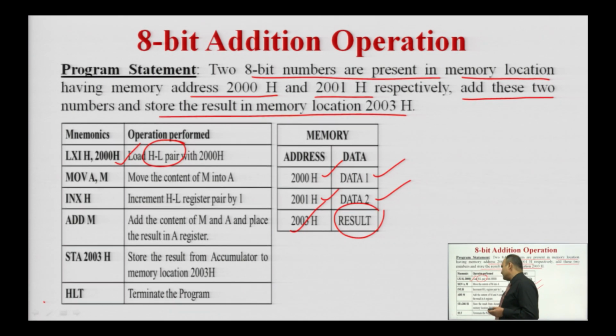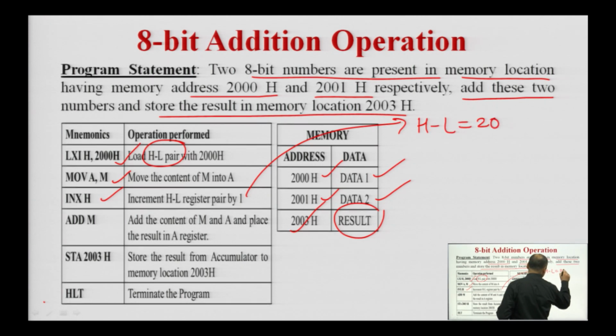So, with this instruction LXI H, 2000 H, we initialize the HL register pair with the memory address 2000 H, and the instruction MOV A, M will transfer the first data, that is data 1, from the memory having address 2000 H into the accumulator. Now the first data is in the accumulator, and the next instruction is INX H. This instruction will increment the HL register pair. Previously the content of the HL register pair was 2000 H. Whenever the microprocessor executes INX H, it will increment the HL register pair by 1, so the value of HL becomes 2001 H.